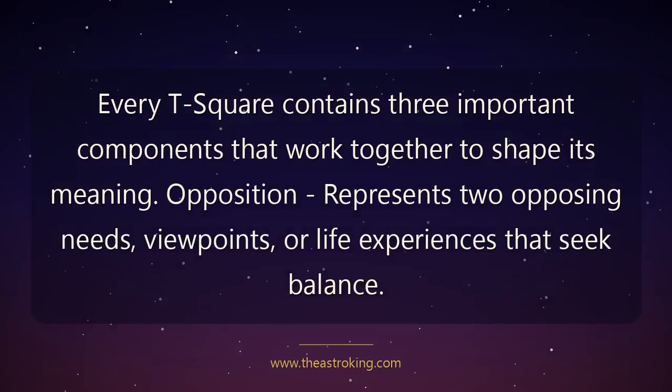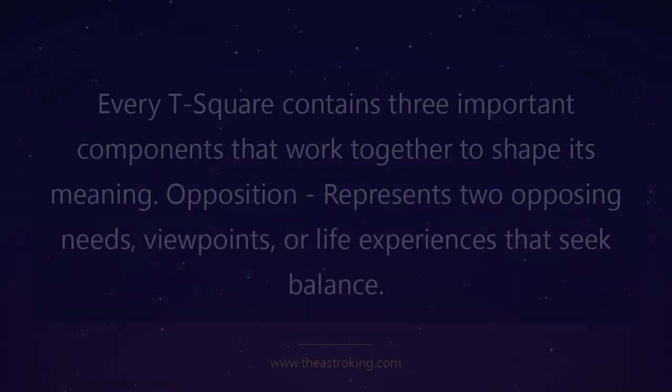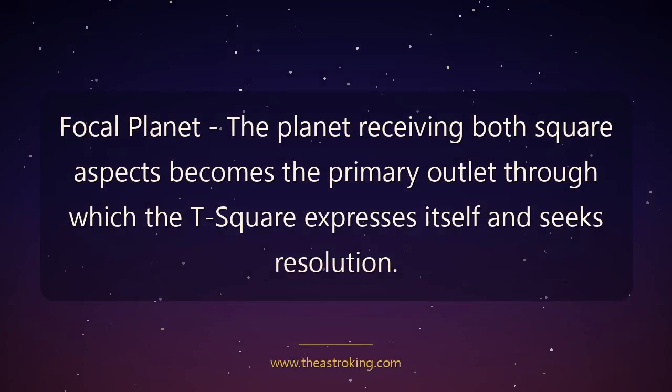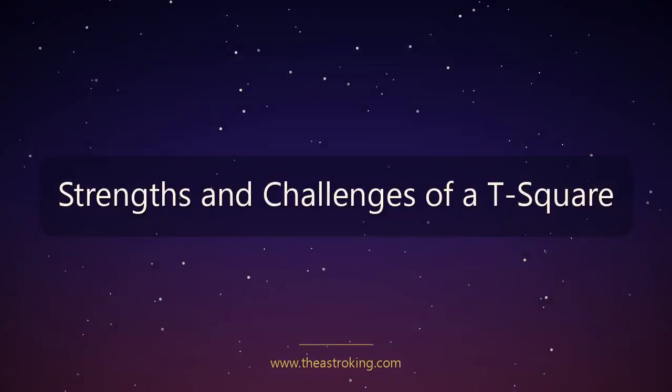The three parts of a T-square. Every T-square contains three important components that work together to shape its meaning. Opposition represents two opposing needs, viewpoints, or life experiences that seek balance. Square aspects create tension, challenge, motivation, and opportunities for growth. Focal planet. The planet receiving both square aspects becomes the primary outlet through which the T-square expresses itself and seeks resolution.